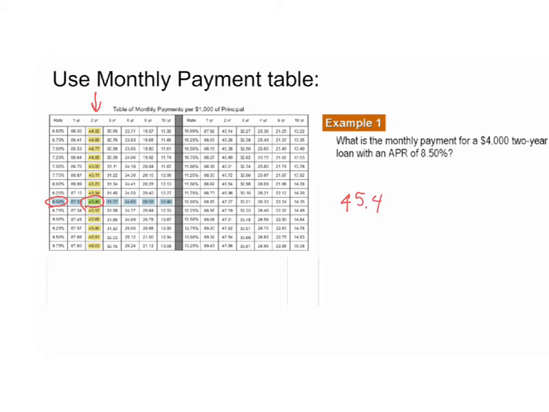45.46, but we have to remember that it's a 2-year loan for $4,000. So we have to multiply it times 4 because that's only for $1,000. And if you multiply 45.46 times 4, you get $181.89. That is the answer for example 1. Please write that down in your notebook, and when you're done, proceed to the next slide.